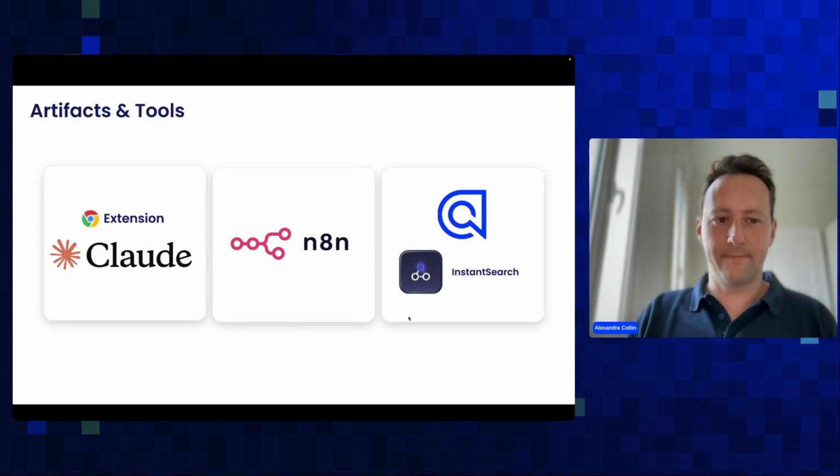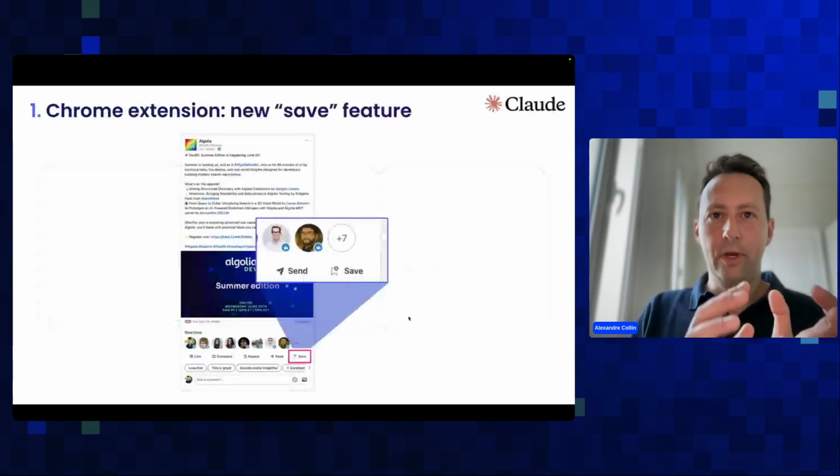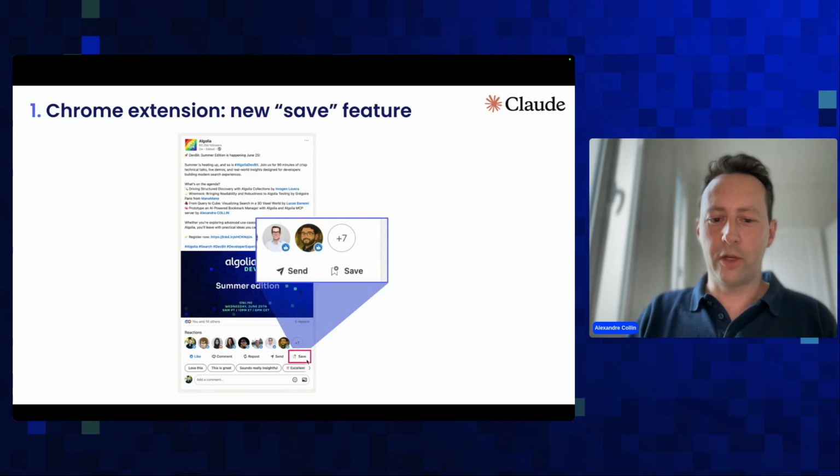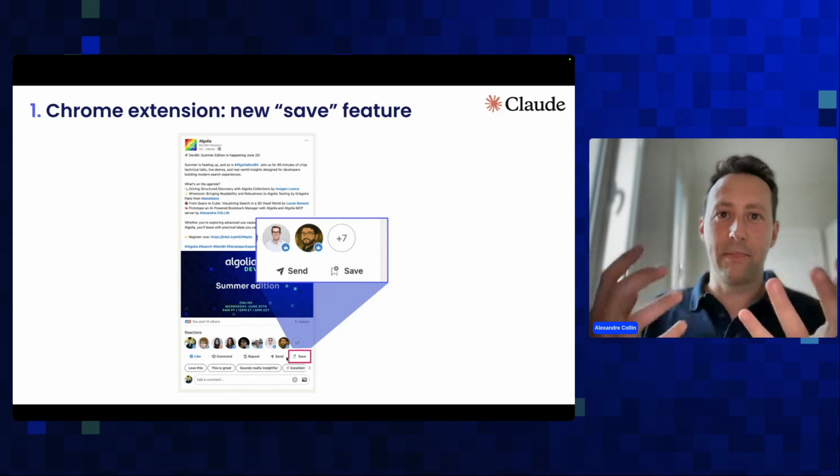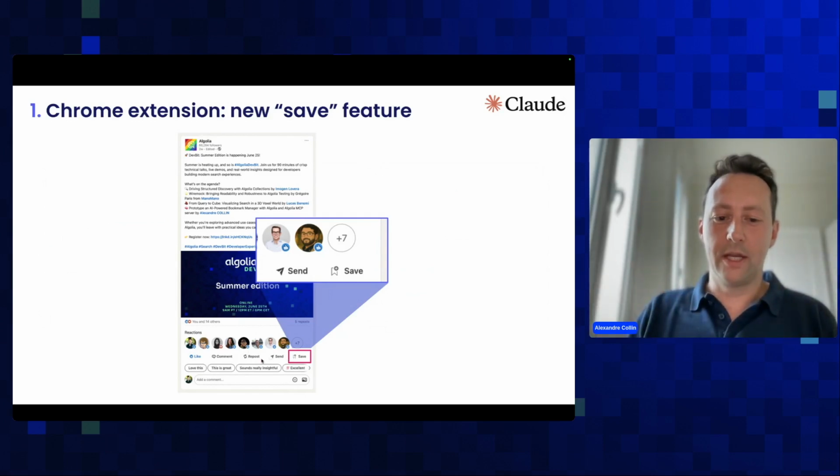So if we look more in detail, as we said, the Chrome extension adds a new button here, Save. What I did basically, I took a screenshot. I just took the HTML markup and I said, Claude, here I'd like to add a button, Save, next to Send. Can you do that? And it just happened. It added the code for me in the Chrome extension.